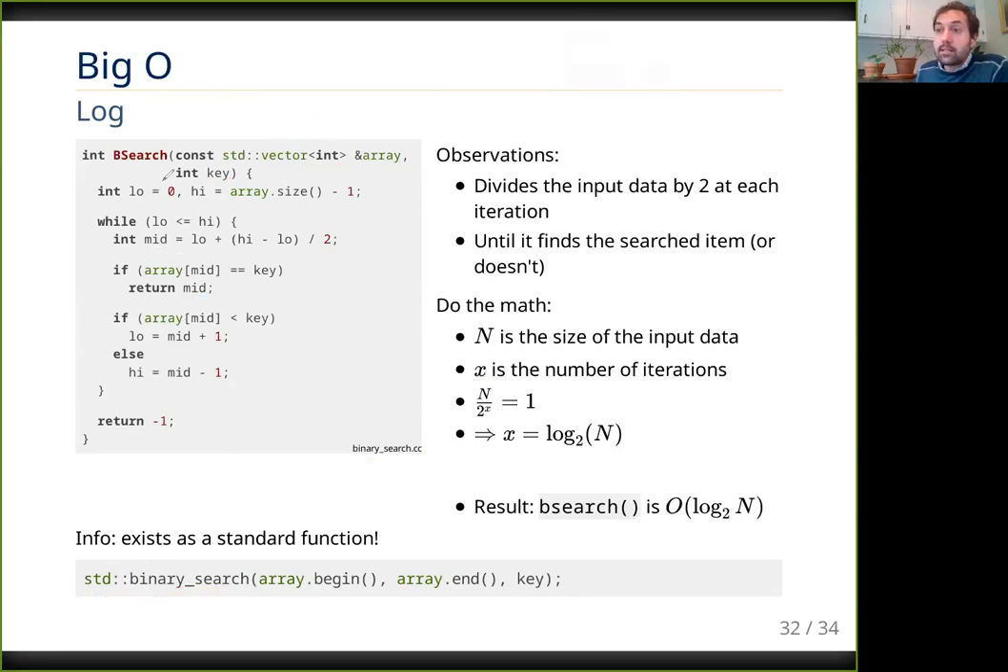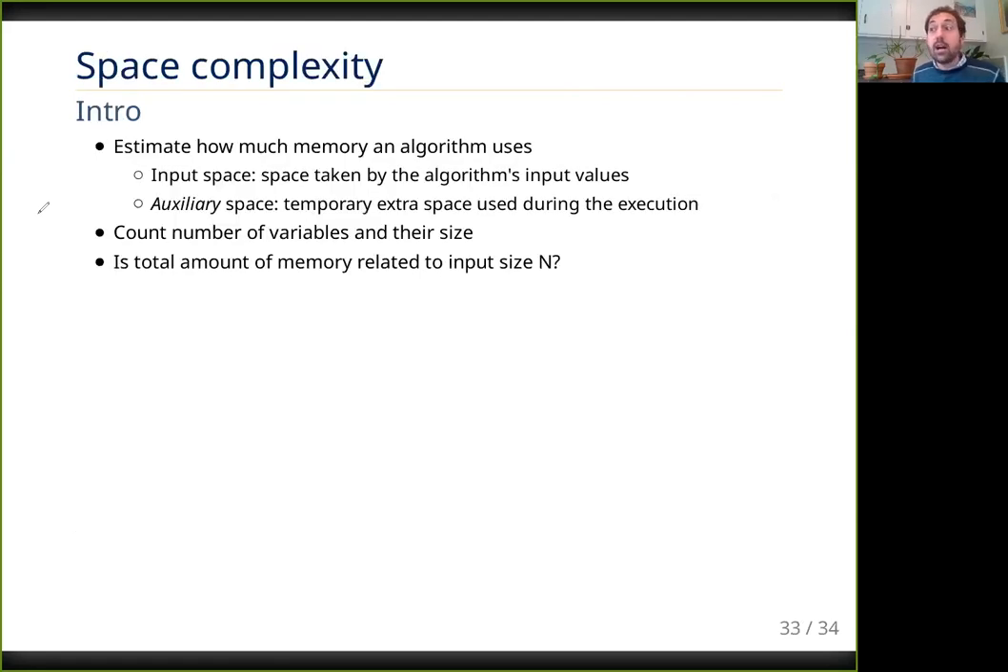Okay, and so the last topic of this episode, let's talk a little bit about space complexity. So far, we've only talked about running time complexity, like how much time a certain algorithm will take to process an input size of n elements. Let's talk about space complexity. How much memory does an algorithm need in order to process an input size of n items? There are two different types of memory space that we have to take into account.